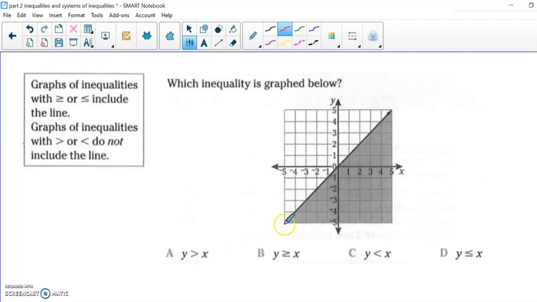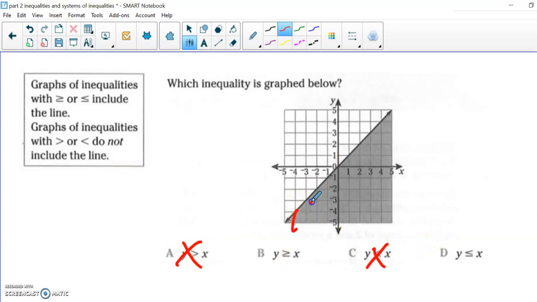So they graph the line for us, and we know if it has a bar, that the points on the line are also included in our solution set. If it doesn't have a bar, that means the line itself is not a solution, and that's when we need to dash it. So this is a solid line, so I know it's going to have a bar. So right away I know A and C are incorrect because they don't have the bar.